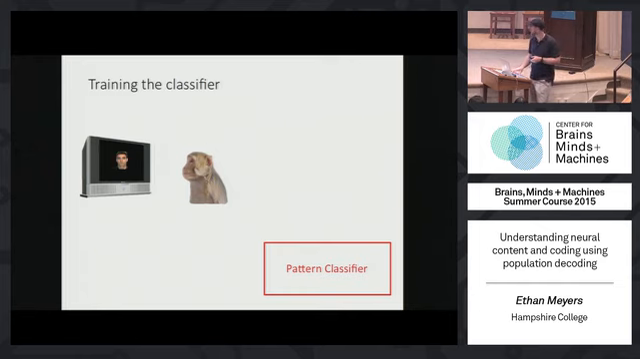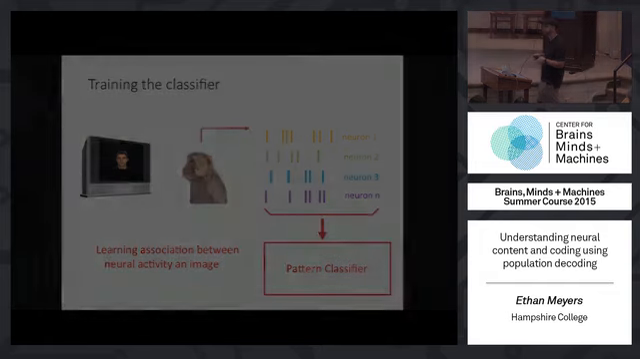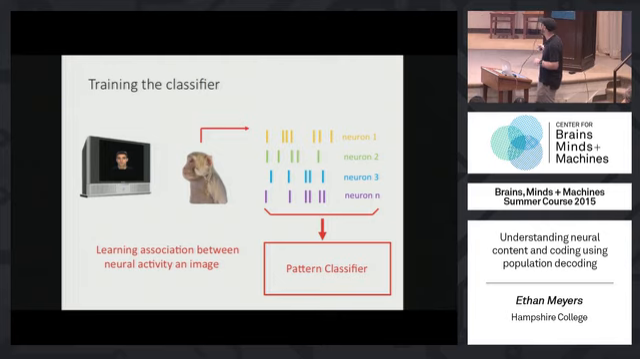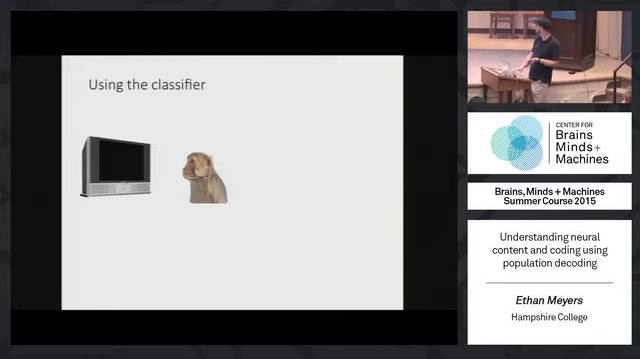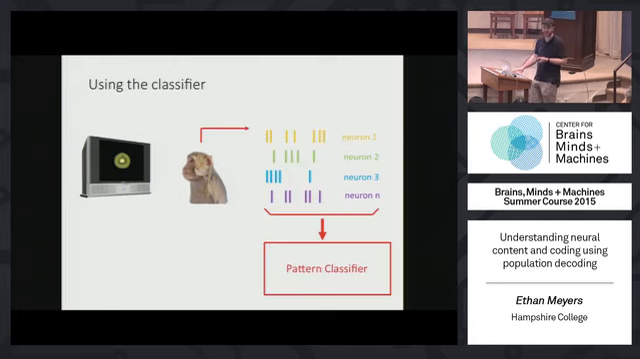Then we repeat that process with another image, get another pattern of neural activity out, feed that into the classifier, and again, it learns that association. We do that for every single stimulus in our stimulus set and for multiple repetitions of each stimulus. Once this association is learned, we test the classifier. Here we show another image, get another pattern of neural activity out, and feed that into the classifier. But this time, instead of learning the association, it makes a prediction. And here it predicted the kiwi, so we'd say it's correct.